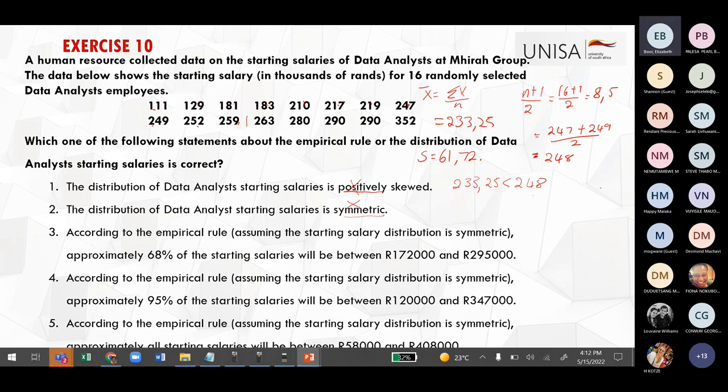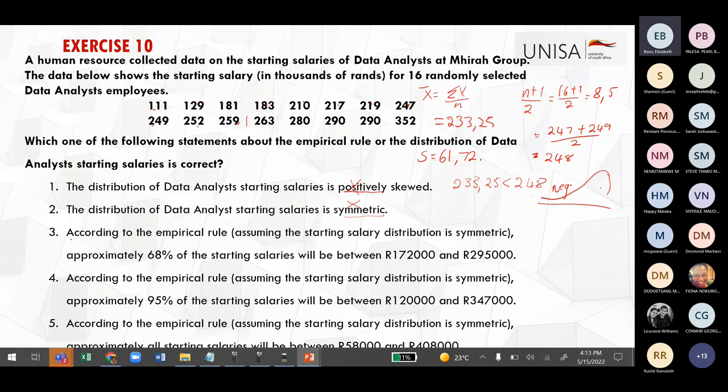Right? Are we saying it right? When the mean is less than the median, is it positively or negatively skewed? It is skewed to the left. So if it's skewed to the left, it means the tail is to the left. Therefore, it means it is negative. Right? So that would be incorrect.